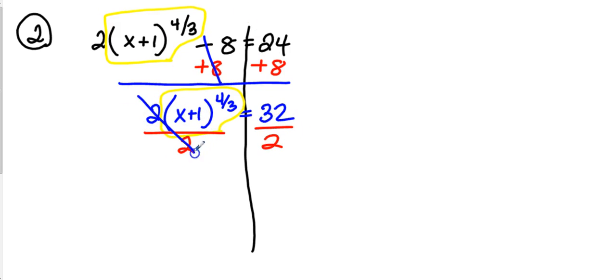To get these 2's to cancel out. And now I've got (x plus 1) to the 4/3 equals 16. So I've done really nothing too crazy. I added 8 to both sides and I divided by 2 to isolate this term. So now we have to ask ourselves, how do we get rid of this power?